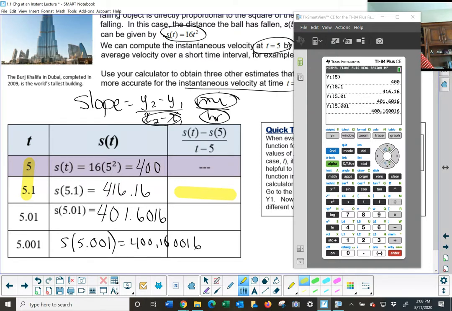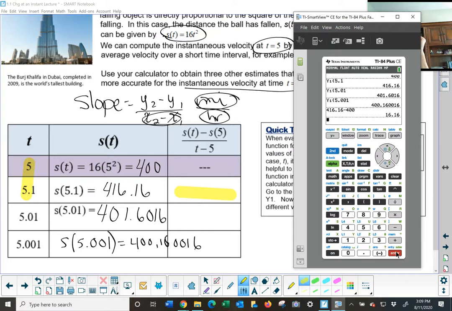Okay, so what will that look like? Well, I need to calculate a slope. So I need the distance, the change in distance over the change in time. So I'm going to go, we were at 5.1. I want to copy that, so I'm going to hit enter, and I want to subtract the 400. Enter that. That gives me the distance traveled.